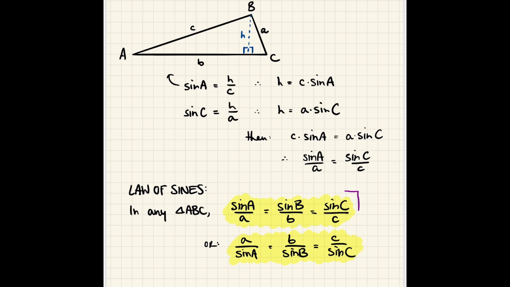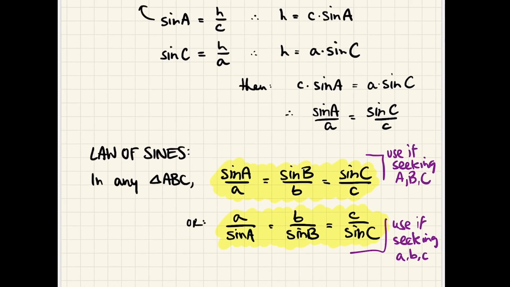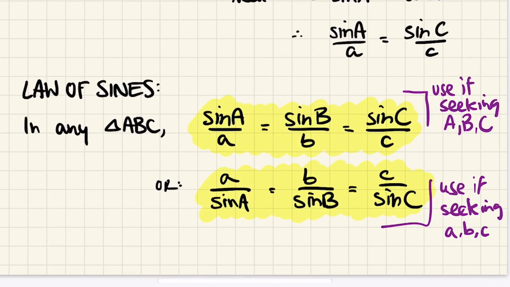Usually we'll use this version of the law of sines with the unknown angle on top if we're seeking the unknown angle, or use the bottom one if you're seeking an unknown side, little a, little b, or little c. Okay, so before we go on and look at any examples, there's also a law of sines for area.